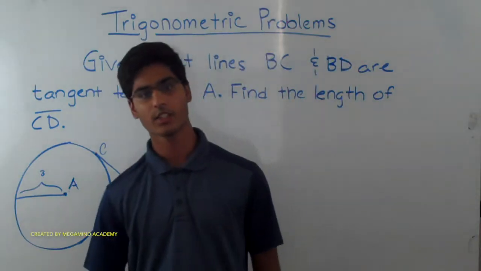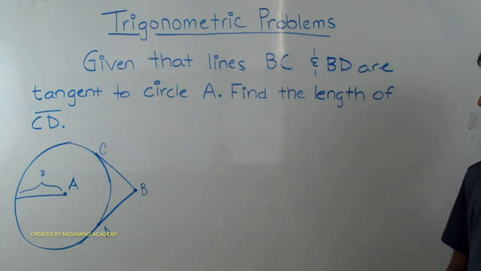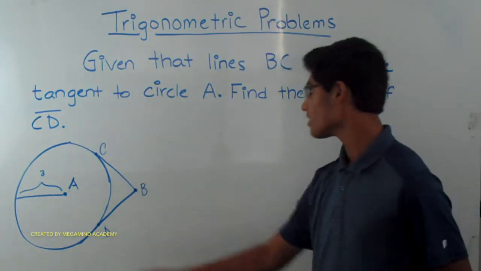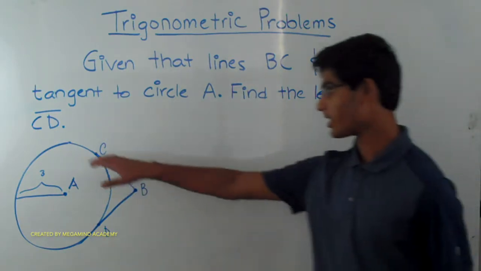Hi! Today we're going to do some trigonometric problems. Let's say we have a problem like this. Given that lines BC and BD are tangent to the circle A at points C and D, find the length of chord CD.